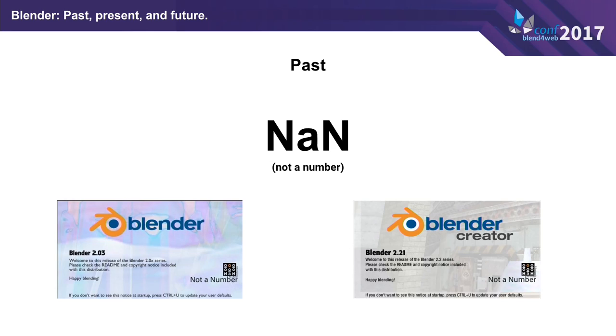In 1998, Blender comes online to the public as software by the company Not a Number. So they come up with a logo, which we're still using. That's great. And they come out with these versions. Blender was free, as in you don't have to pay for it, in 1998. And that's what made it special.